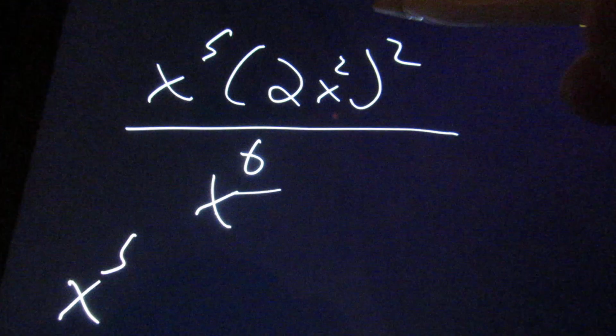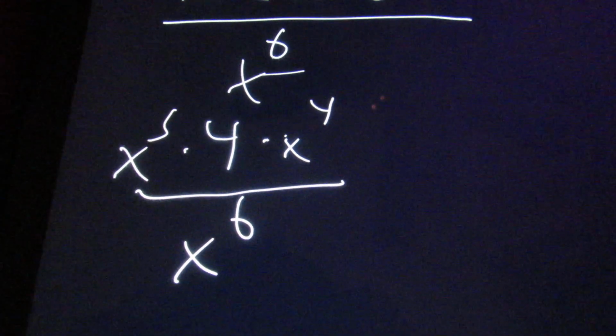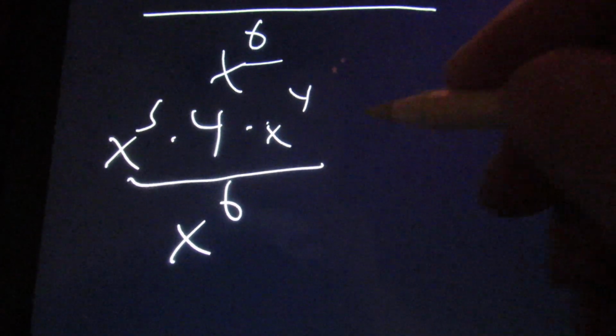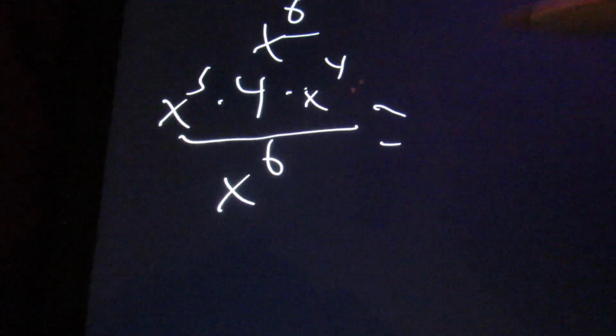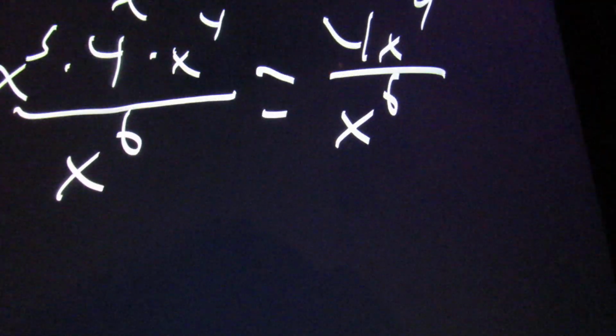So here, we're just going to keep the x to the 5, but now we have to square everything in here. So 2 squared is 4, and x squared to the 2 is x to the 2 times 2, or x to the 4, and that's all over x to the 6. So I'm going to do everything on top. X to the 5 times x to the 4 is x to the 5 plus 4, which is x to the 9. So we're going to have 4x to the 9 over x to the 6.